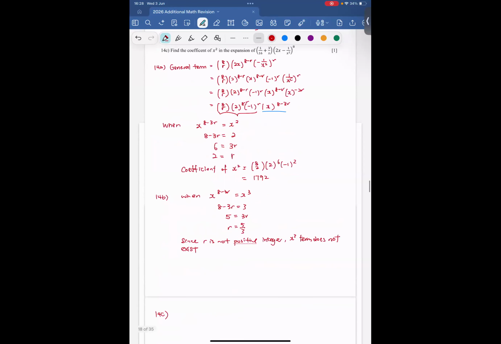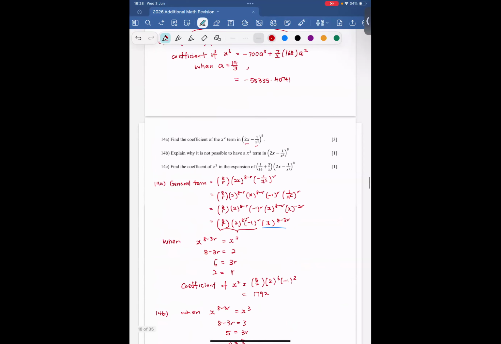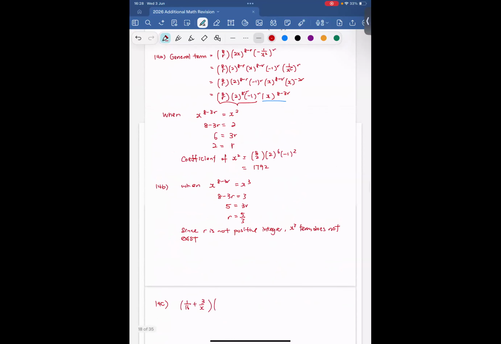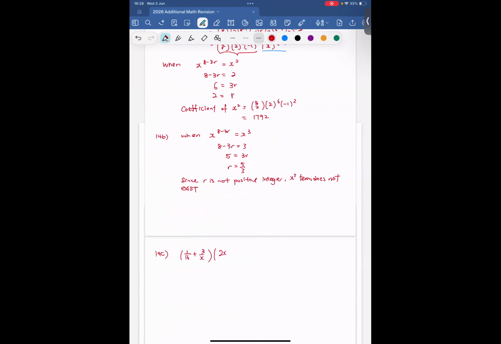Okay, 14c. Find the coefficient of x squared in this expansion. First thing first, you must know what times what will give me x squared. This thing must times x squared to get my x squared, and this thing must times x. But from the previous part, you already know there's no x cubed term in the expansion. So in binomial, really just write what you need. We only need the 1792 x squared inside here. The rest of the terms we don't need, so we just throw them under plus dot dot dot.